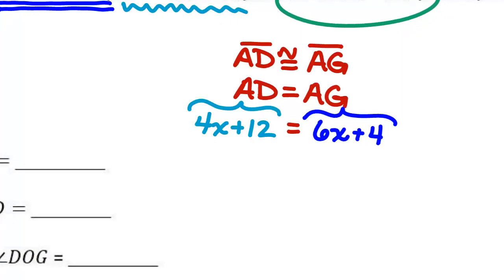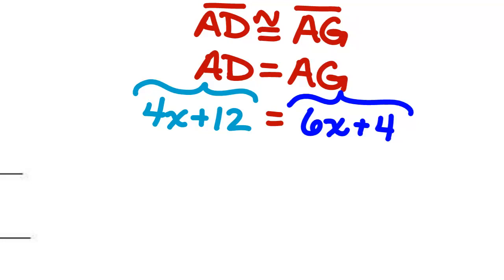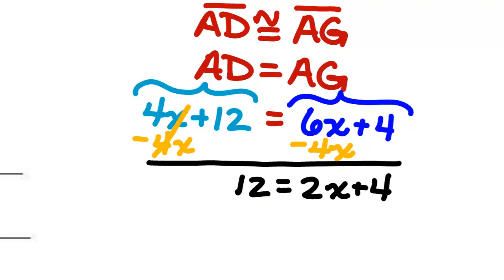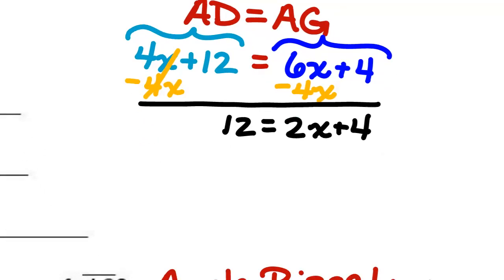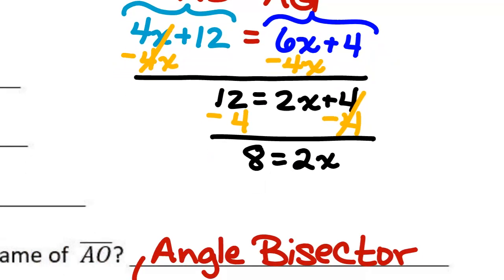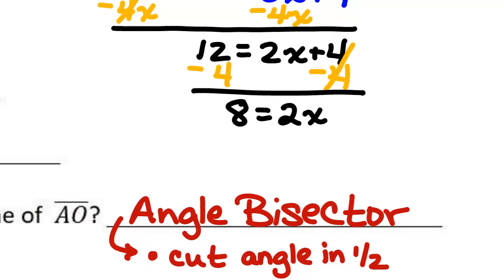We're going to solve this for x. Are my x's on the same side? Got to get them there then. I'm going to subtract 4x from both sides. So I have 12 is equal to 2x plus 4. I'm going to subtract 4 from both sides. What's 12 minus 4? So I have 8 is equal to 2x. If 8 is equal to 2x, then how big is x? X is 4.